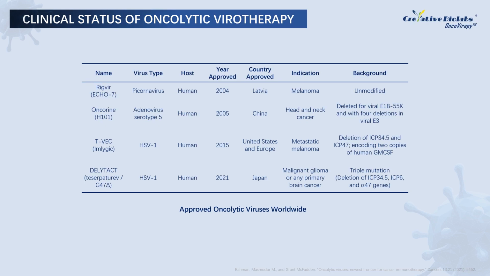As of the most recent update, 4 oncolytic virus products have received marketing approval: Rigvir in Latvia for melanoma, Oncorine in China for head and neck or esophageal squamous cell cancer, Imlygic in the United States for unresectable cutaneous, subcutaneous, and nodal lesions in melanoma patients post-surgery, and Delytact for residual or recurrent glioblastoma, noted for its good safety profile and lack of transgene payloads.